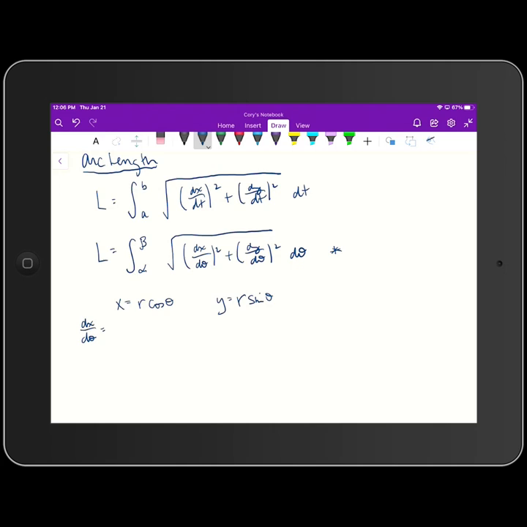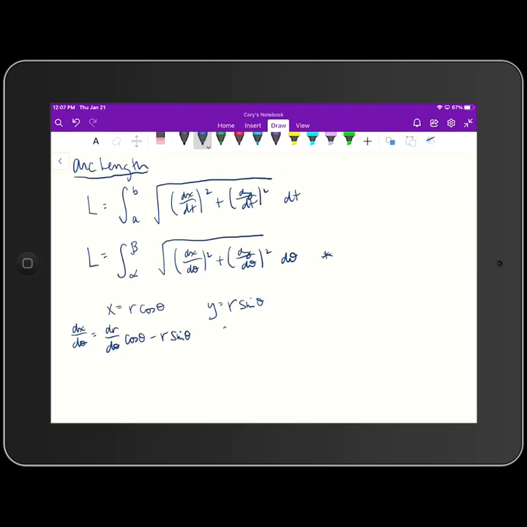I can use product rule to differentiate the right-hand side. Okay, so I'm going to take the derivative of r times the cosine of theta with respect to theta. So that's going to be the derivative of the first, which is dr d theta, times the second, which is cosine, plus the first, which is r, times the derivative of the second, and the derivative of cosine is negative sine. So I'm going to change that plus sign to minus. So this will be minus r times the sine of theta.